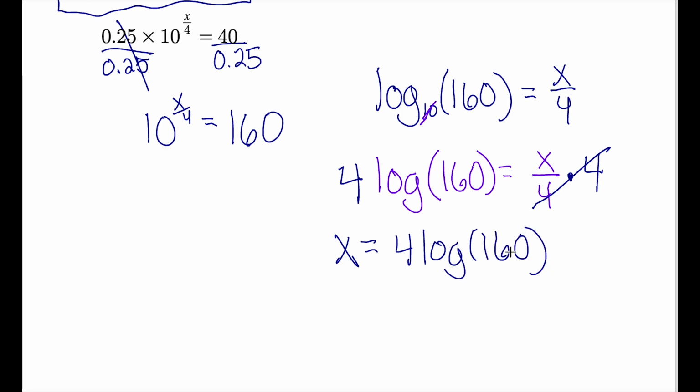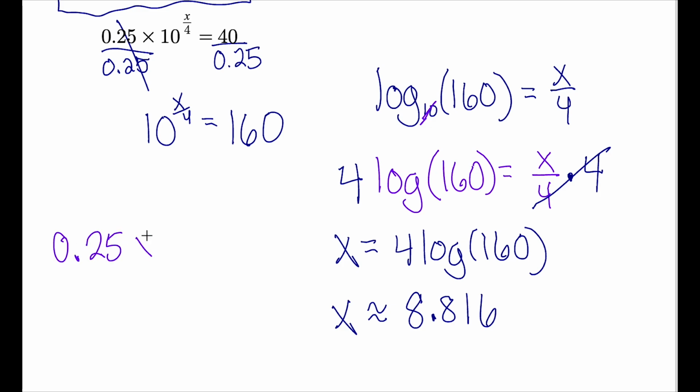So if they ask you for exact form, this is the answer. If they ask you to round, then you plug 4 times log 160 in your calculator, and your answer should be approximately 8.816. And remember to plug this back in to the original problem, 0.25 times 10 to the power of 8.816 over 4, and your answer should be approximately 40.